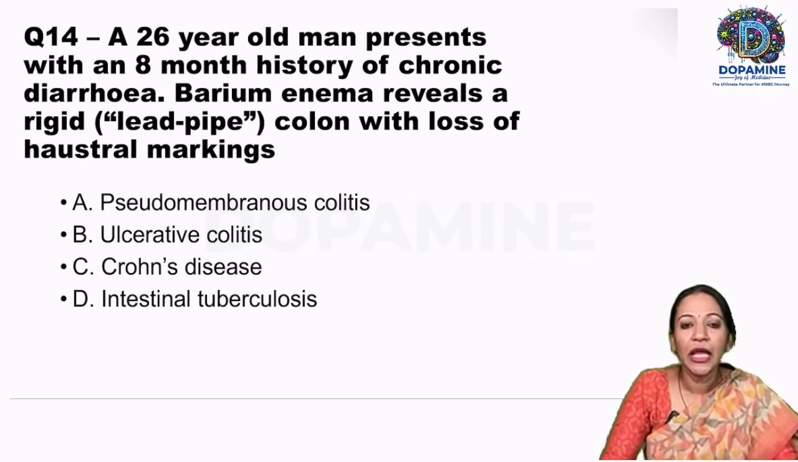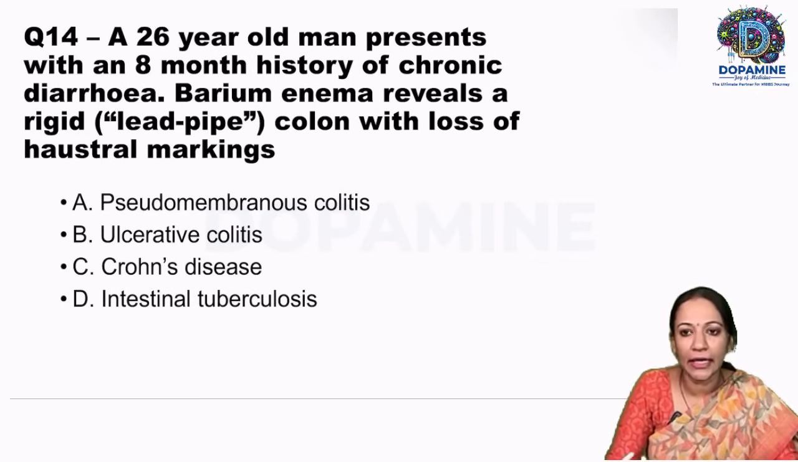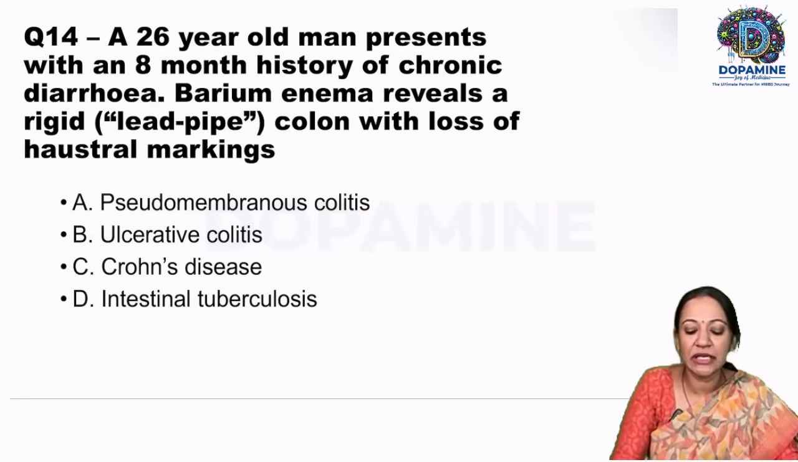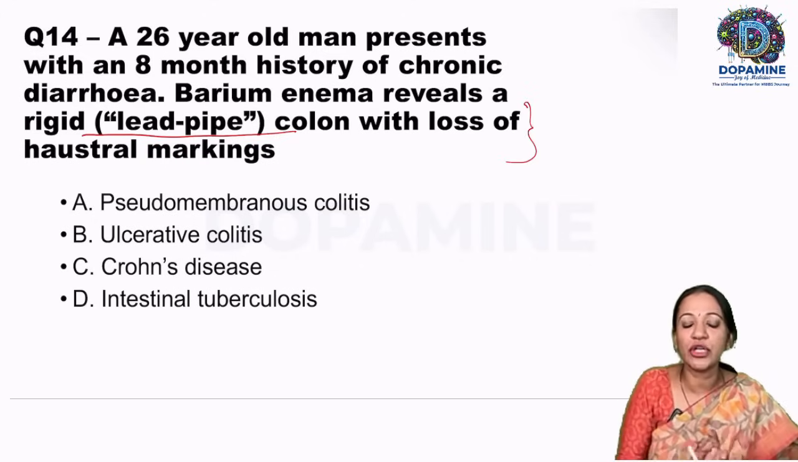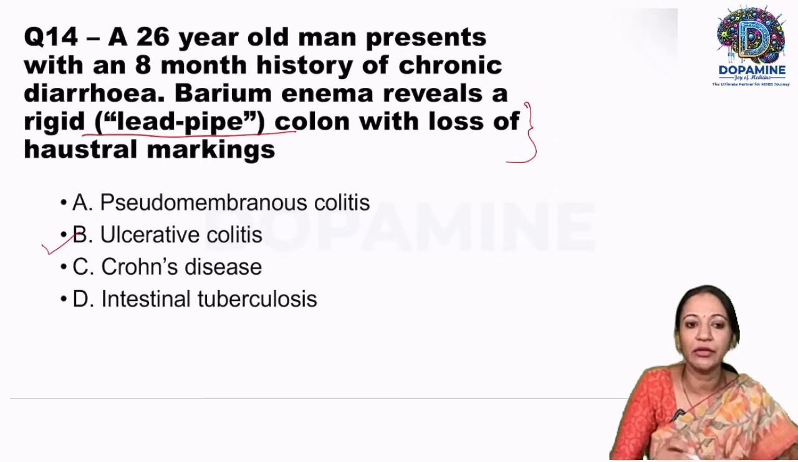Next question. A 26-year-old man presents with an 8-month history of chronic diarrhea. Okay, a young person with chronic diarrhea. The barium enema reveals a classic finding, which is a rigid lead pipe colon with loss of haustral markings. This classic finding, loss of haustra with lead pipe rigidity, is the classic feature of ulcerative colitis.